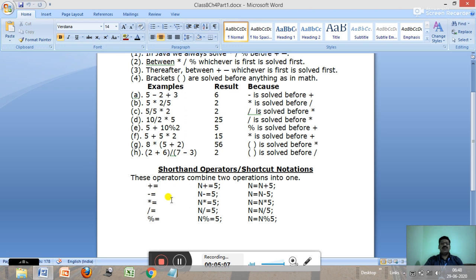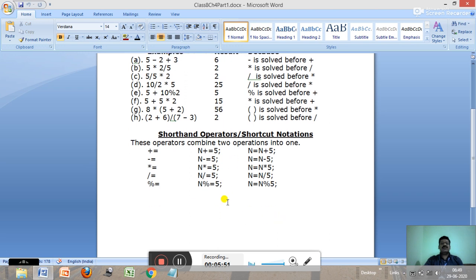Same way, minus equal to. So n minus equal to 5. So what is the meaning of this? N equal to n minus 5. So either you write n equal to n minus 5 in your program, or you write n minus equal to 5. Both have the same meaning. Then asterisk equal to. N asterisk equal to 5. So what is the meaning of this? N equal to n into 5. Then slash equal to. N slash equal to 5 means n equal to n divided by 5. Last one, this modulus operator, finding remainder, equal to. So n modulus equal to 5. So n equal to n modulus 5.